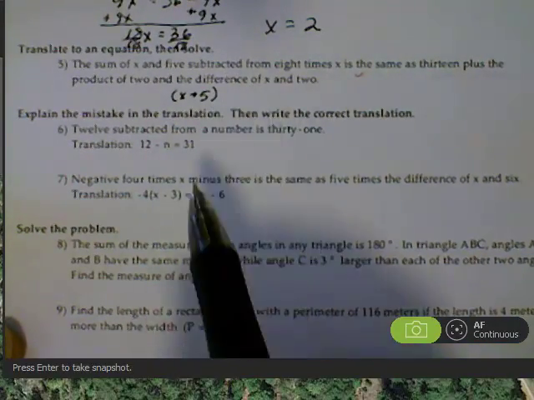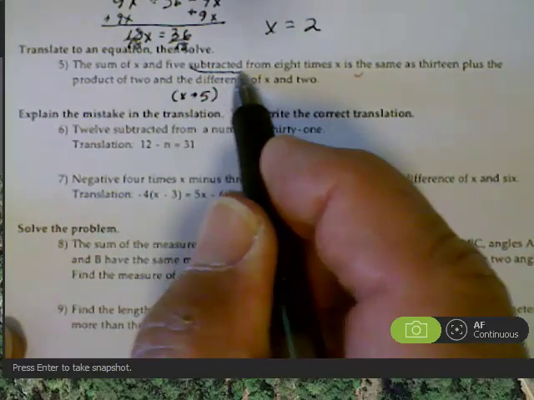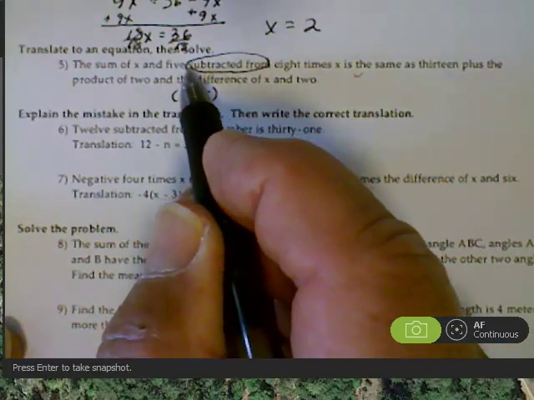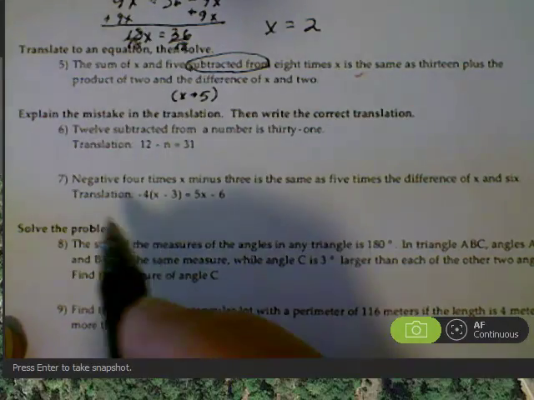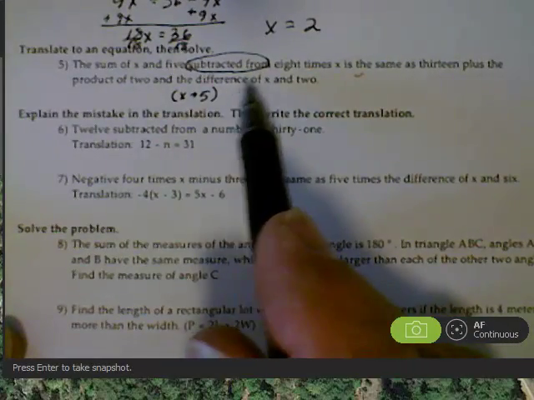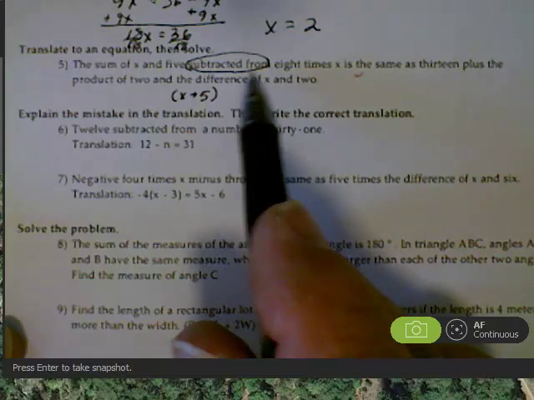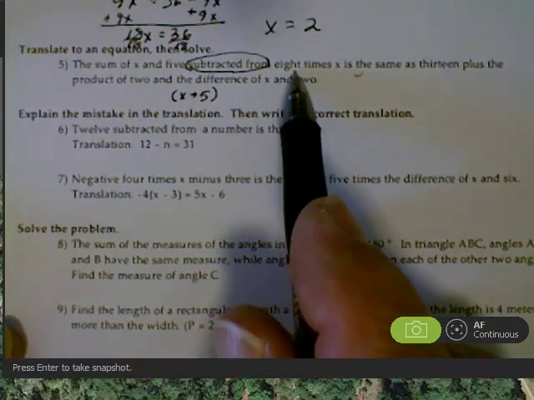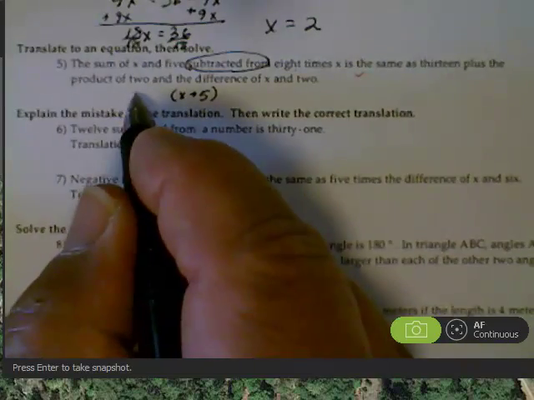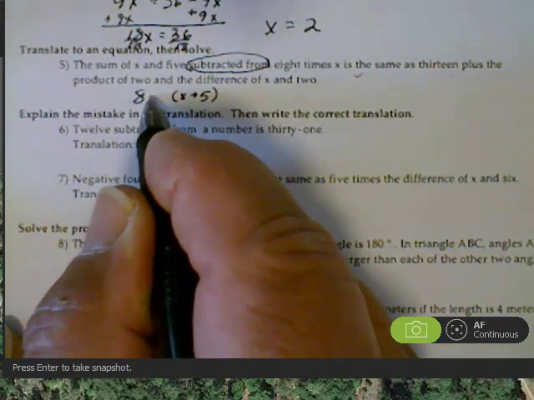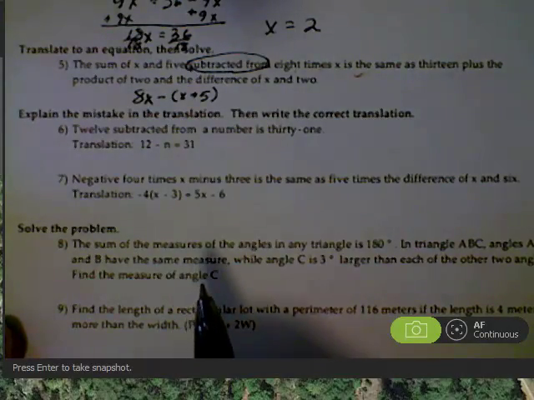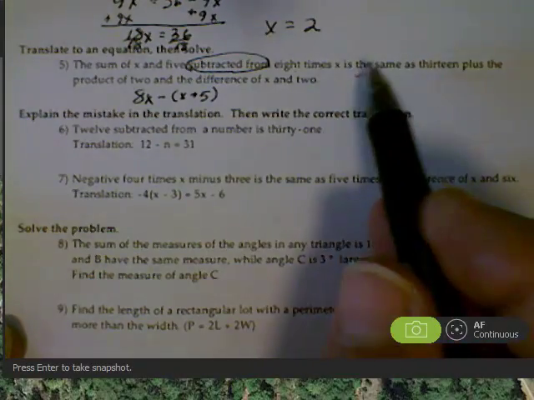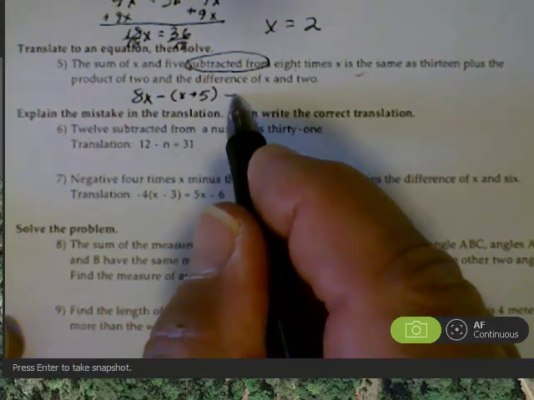Subtracted from. That's the other term, like less than. That means you have to take it away rather than subtracting directly. You take it away from 8 times x. So we have to subtract from 8 times x, x plus 5. Is the same as means equal.